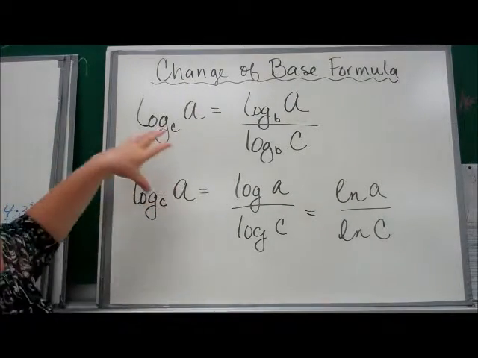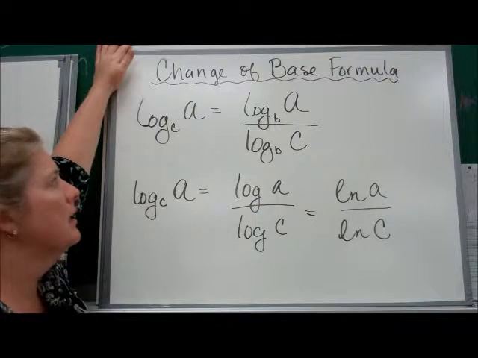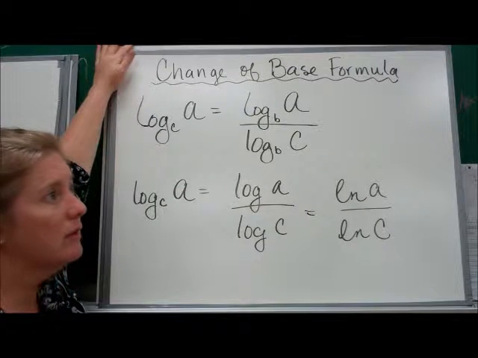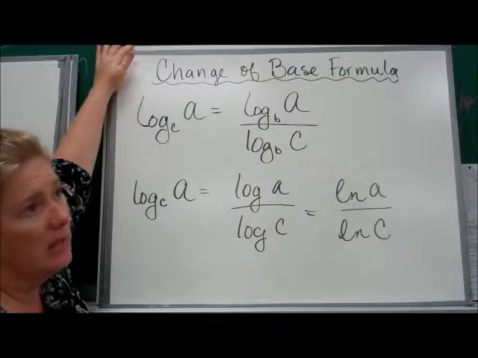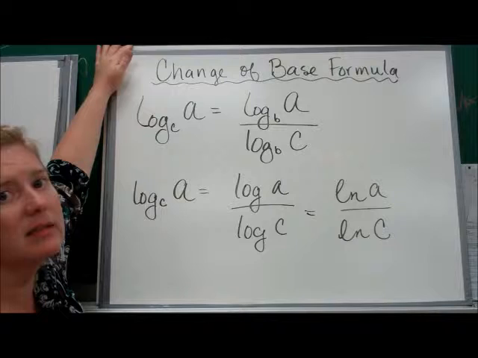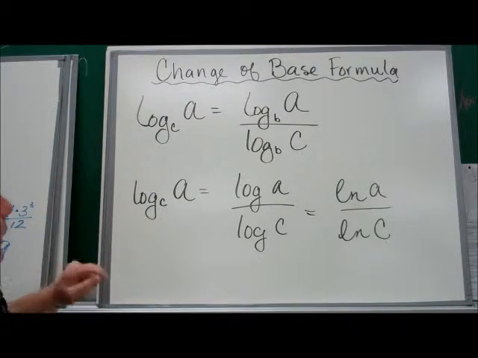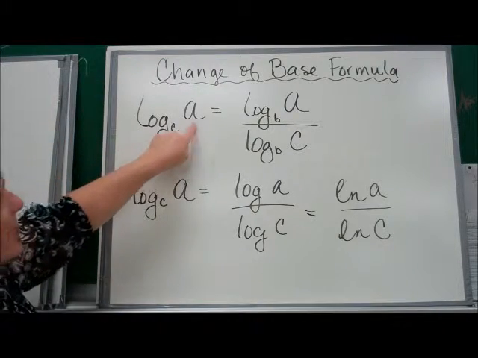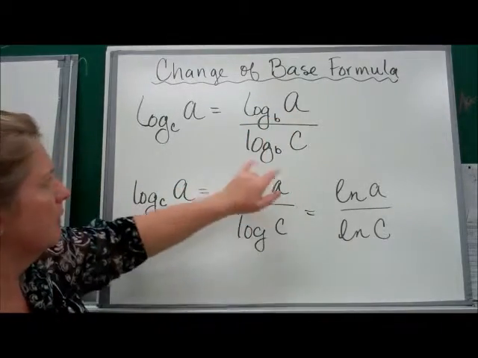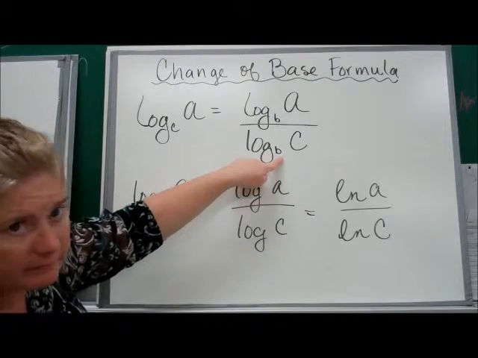Alright, this is something you're going to like. The change of base formula. One property of logs is that you can change the base. So if you don't know what the log base 2 of 12 is, you can change the base and get a decimal approximation for that. Log base c of a is equal to the log base b of a divided by the log base b of c. We're changing the base to base b.